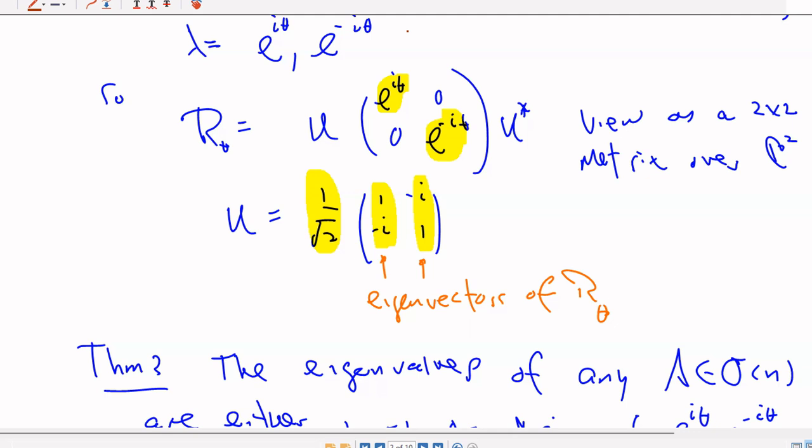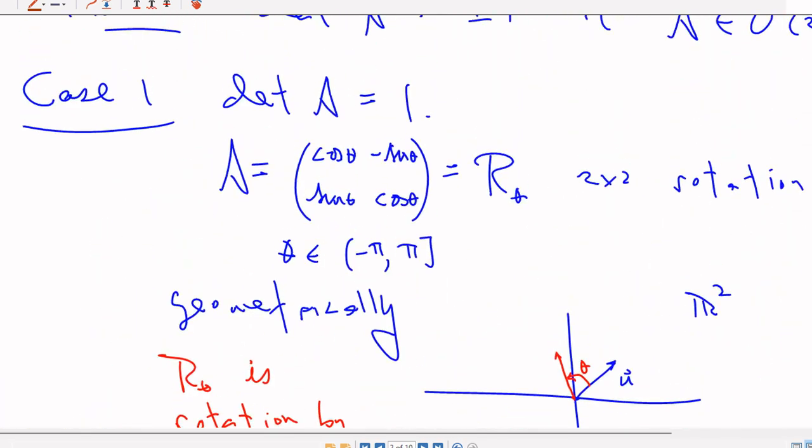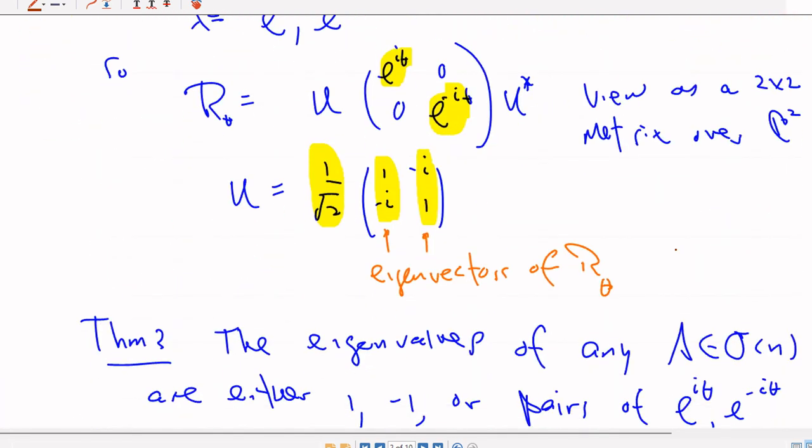If you want e to the i theta and e to the minus i theta to be distinct eigenvalues, then theta can't equal zero. That's right. Let's take a look at this. It's just a curiosity, getting the spectral decomposition, but I think it's going to help us when we talk about Bott periodicity.